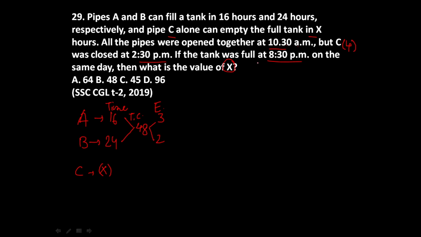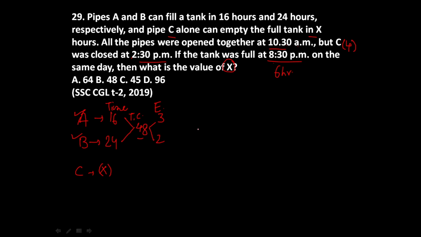Whereas the tank was full at 8:30 p.m., so after that only A and B have worked. These two have worked from 2:30 p.m. to 8:30 p.m., which means 6 hours. Clear? So we can say that this 48 is equal to total time into total efficiency. Total capacity or total work is equal to total time into total efficiency.